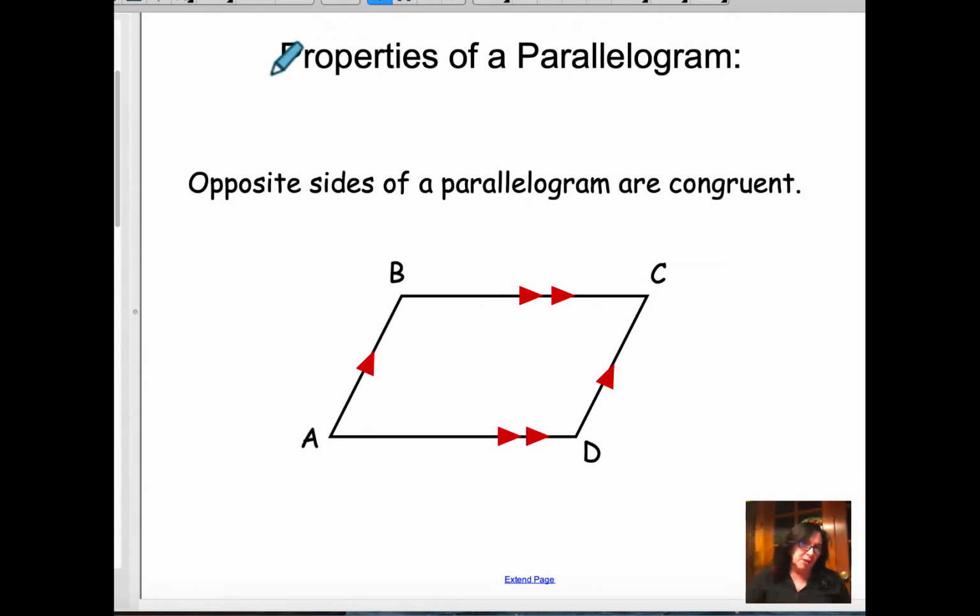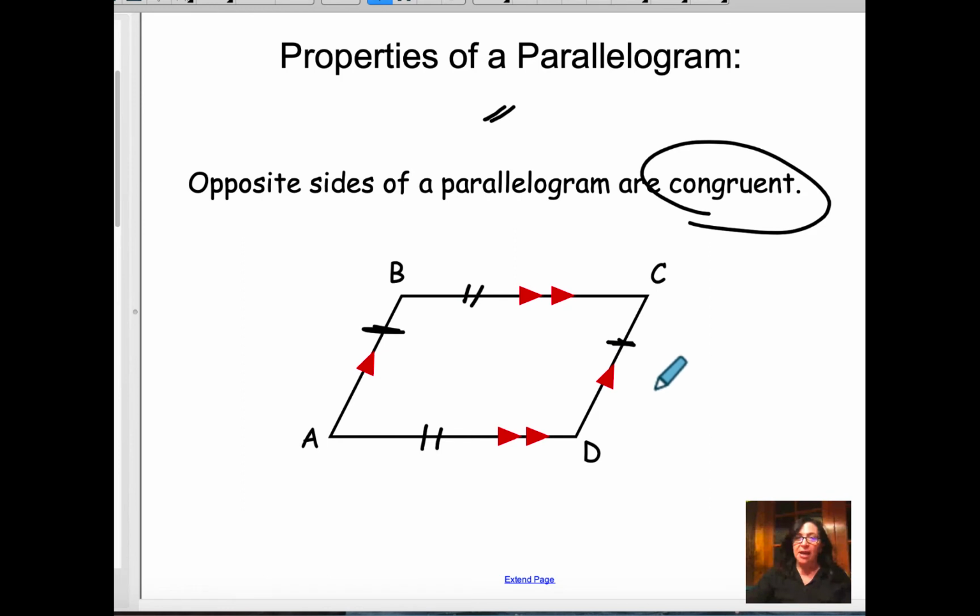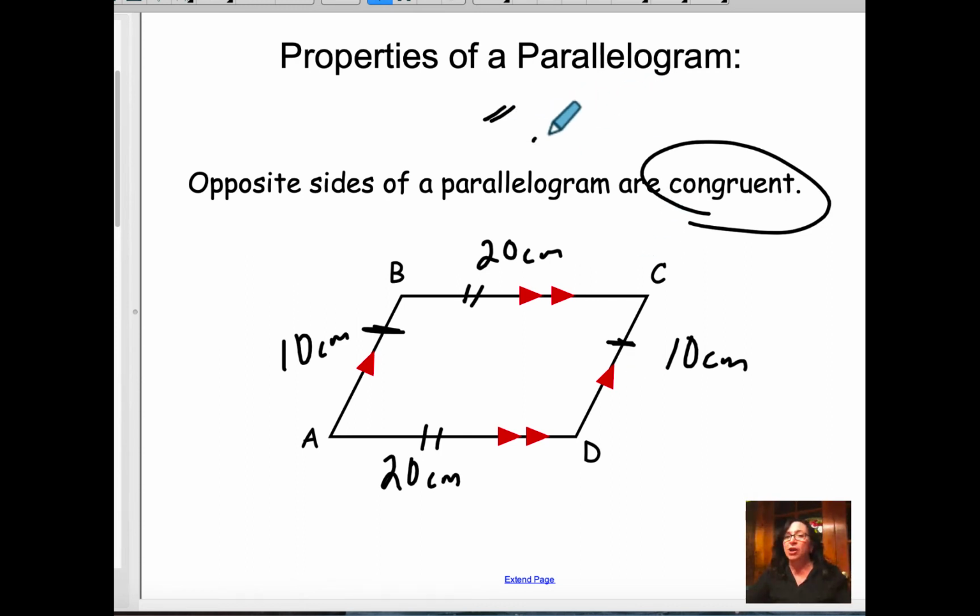Additionally, the properties of a parallelogram: opposite sides of a parallelogram are congruent. Now, we already know that opposite sides are parallel, but in addition to the opposite sides being parallel, we also know that they're congruent. That side's congruent to this side. This side is congruent to that side. Meaning if that was 10 centimeters, this would be 10 centimeters. And if this was 20 centimeters, this would be 20 centimeters. So far, we know both pairs of opposite sides are parallel, and we know both pairs of opposite sides are congruent.